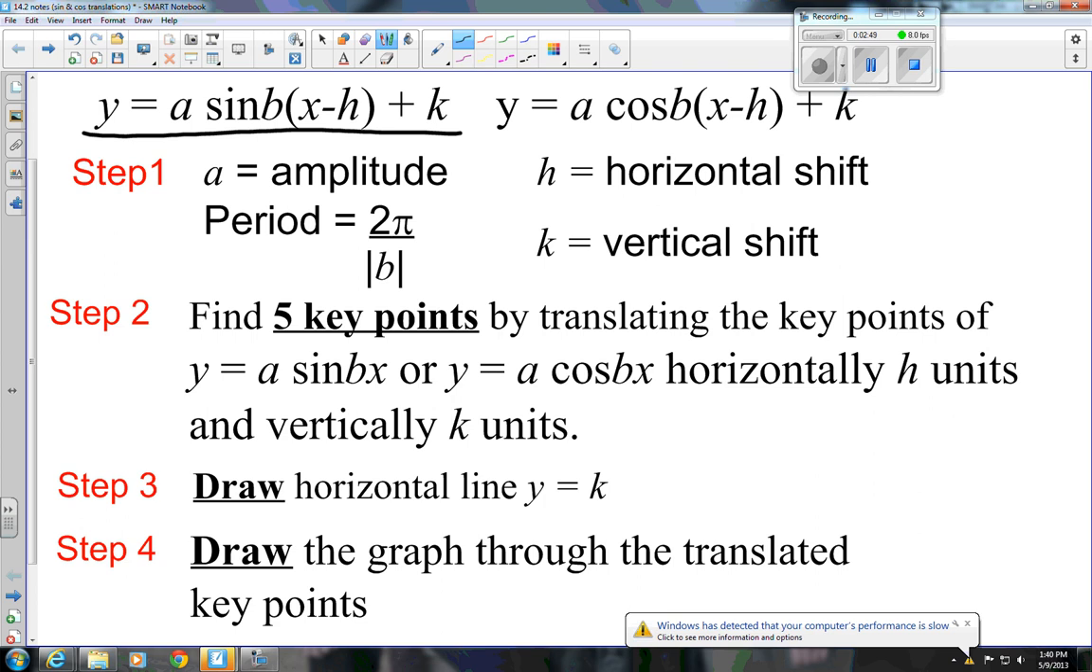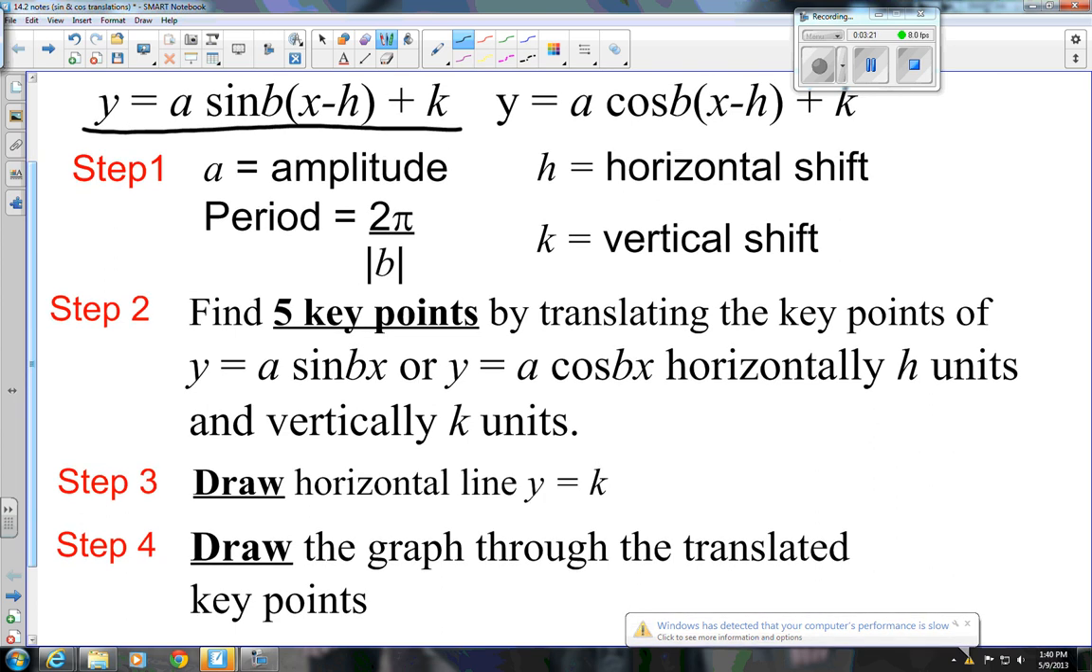You're just going to identify all the parts of the equation. The second step, you're going to find 5 key points by translating the key points of y equals a sine bx or y equals a cosine bx horizontally h units and vertically k units. These 5 key points, you have been finding them all along. We just haven't called them that. When you find those points along the x-axis, that's what those are. I'll give you an example to help you figure out how to do that.